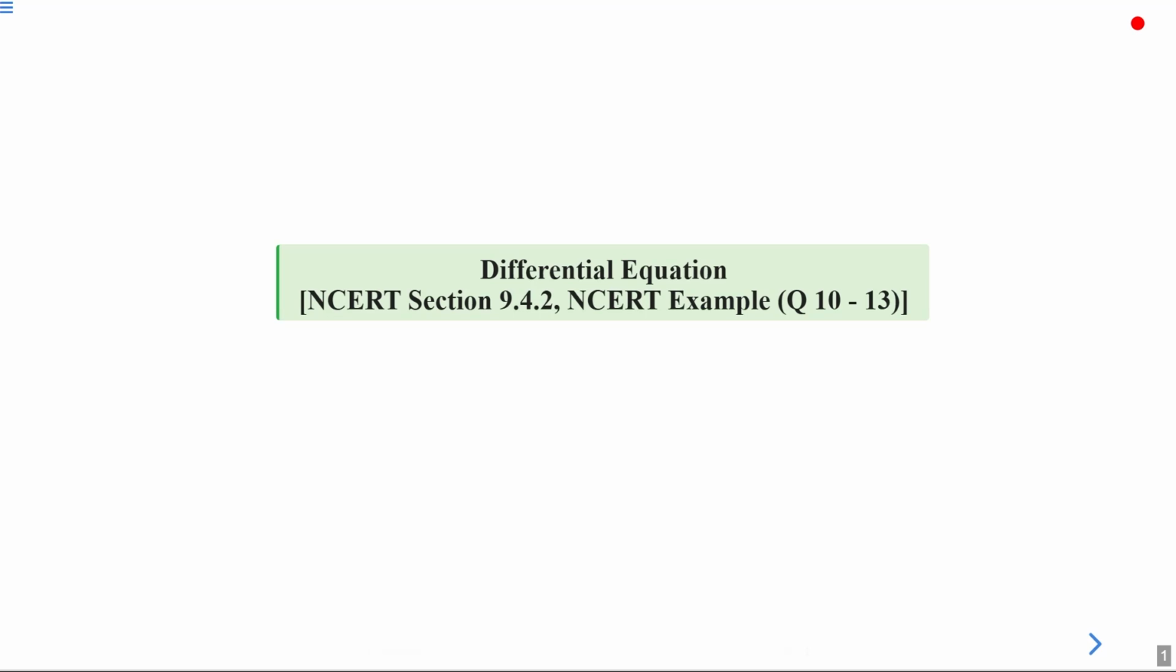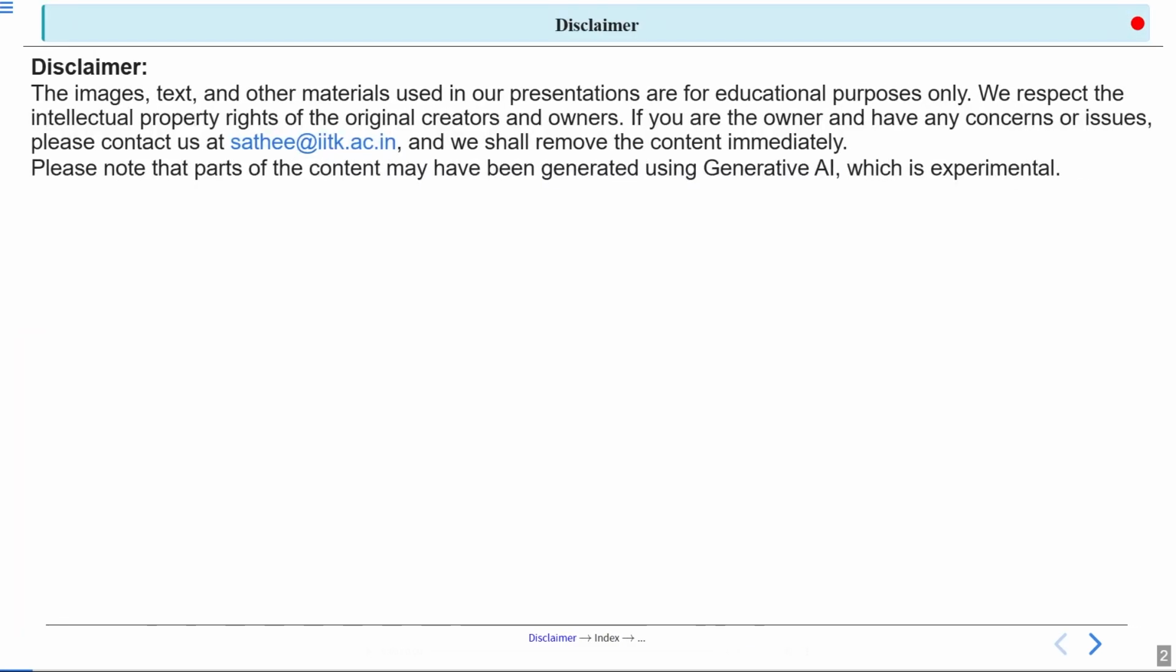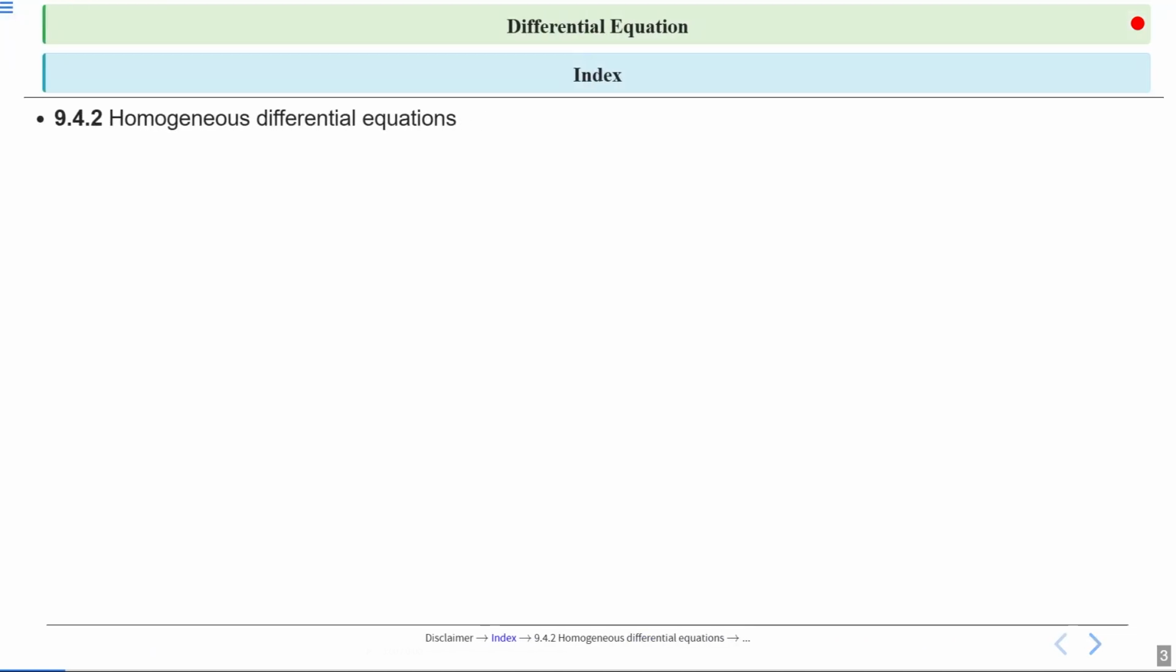So today we'll cover NCERT section 9.4.2 with examples 10 to 13 of differential equations. Okay, so the next method of solving differential equations is of the type homogeneous differential equation.